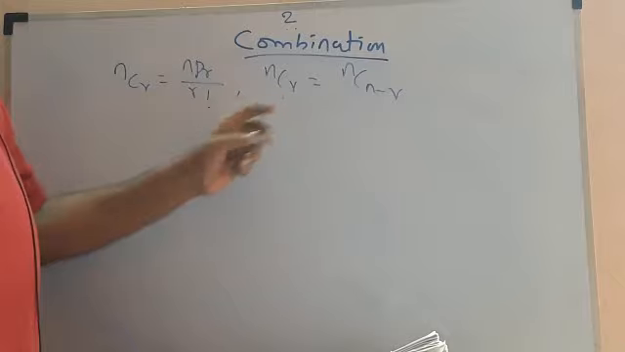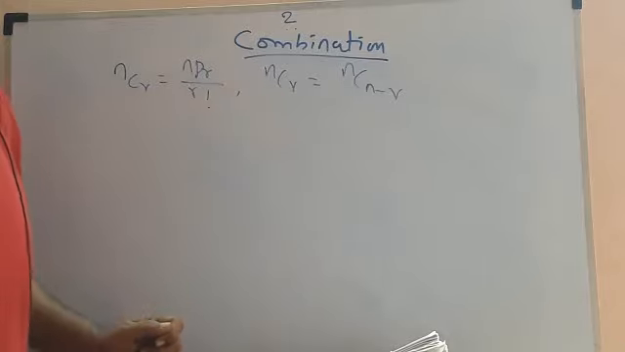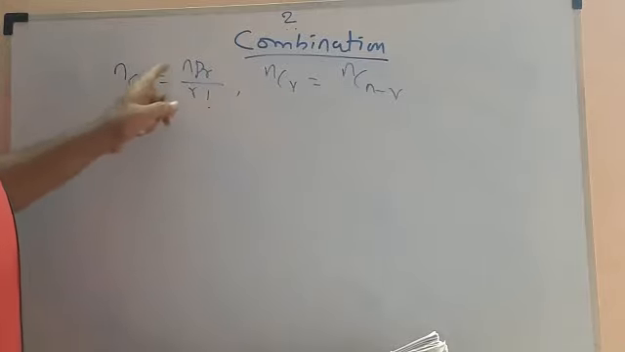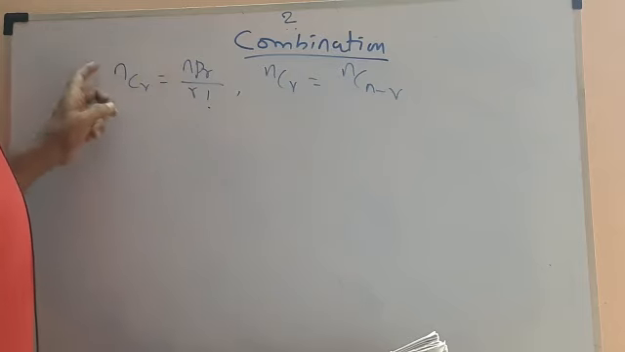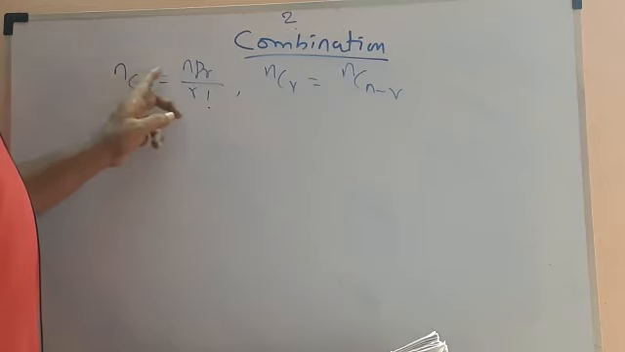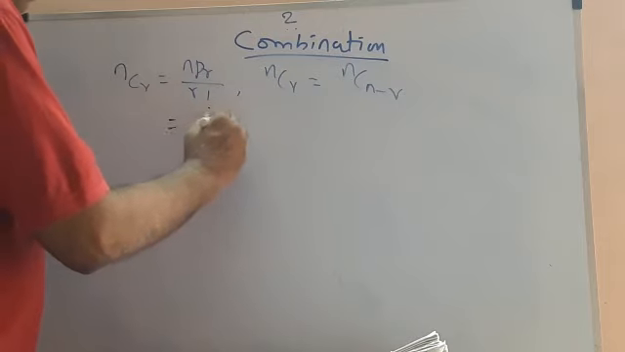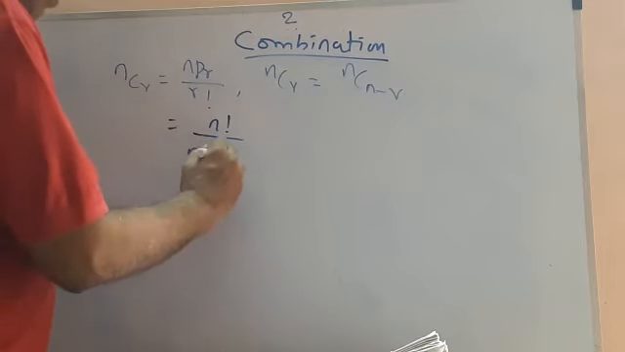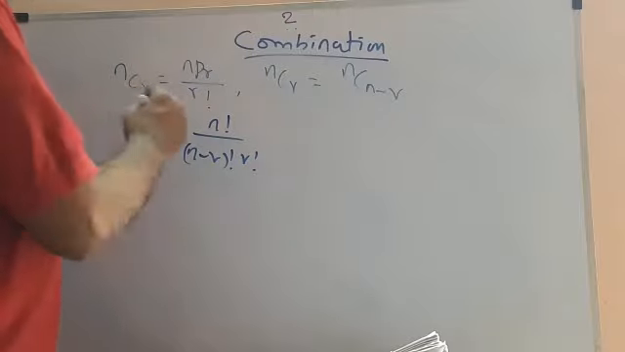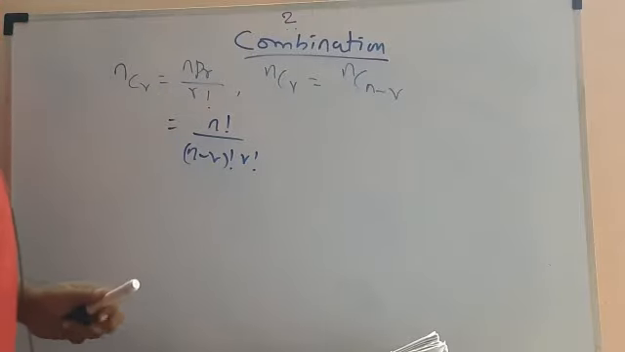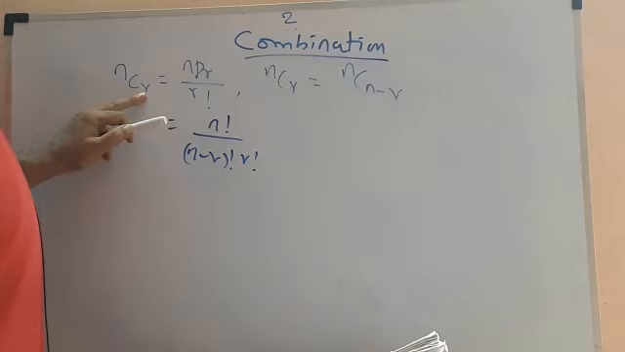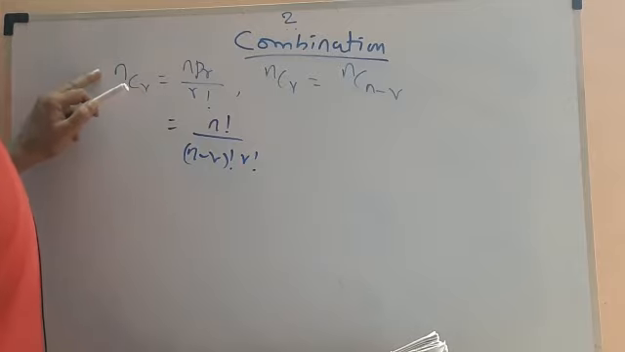Remember, these two are the formulas we discussed in the earlier video. nCr is equal to nPr by r factorial. nCr means selection of r objects from n objects. That can be found using nPr by r factorial. nPr is n factorial by (n minus r) factorial. That into r factorial is your nCr. Right? So this is selection of r objects from n objects.